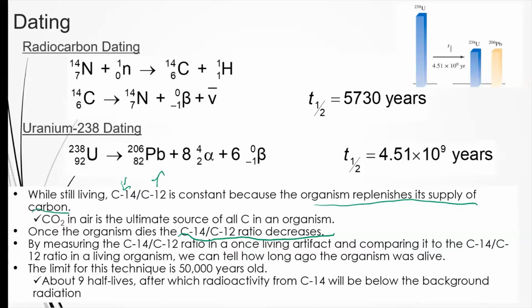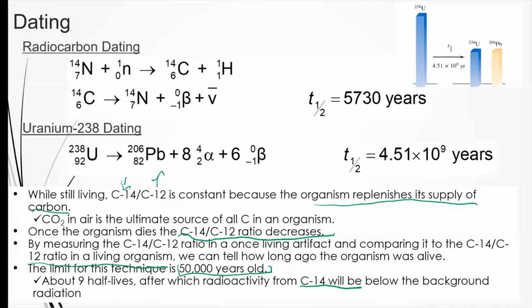By measuring that ratio and comparing it to the ratio of a living one, we can tell roughly how long ago the organism was alive. Now the limit is about 50,000 years old. Normally, after that amount of time, our carbon-14 has gotten so low compared to the background radiation that we can't really tell. It's hard for us to measure the ratio to get an accurate result. So you want to keep that in mind. That's how we do things like carbon dating.